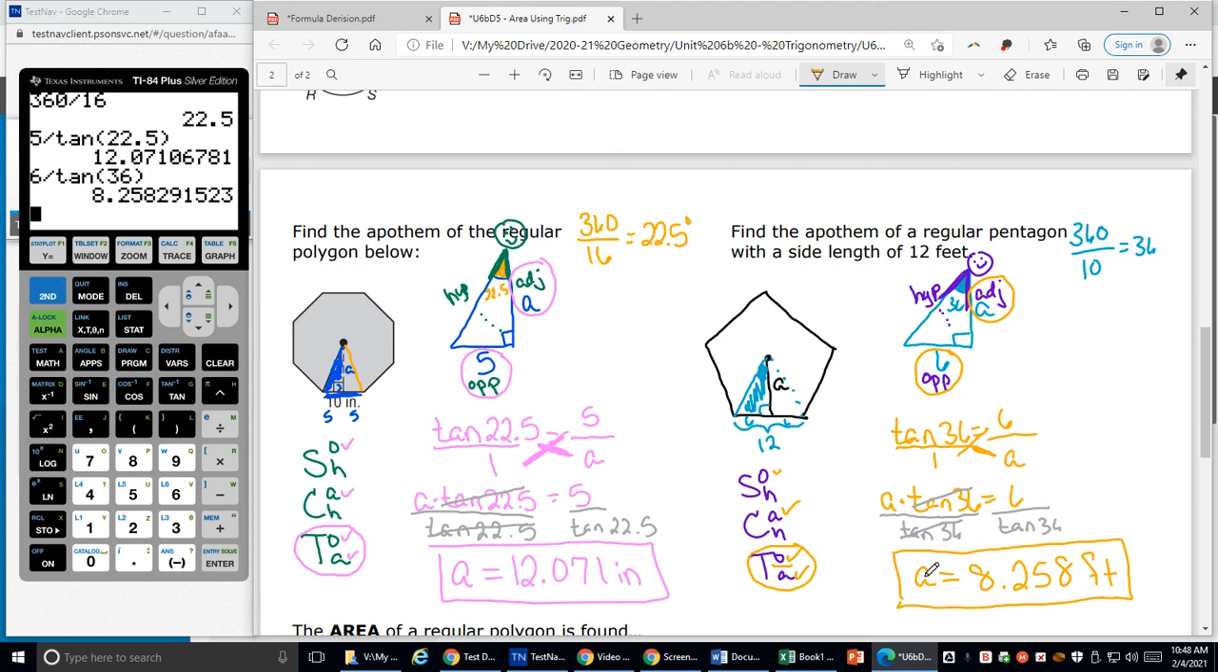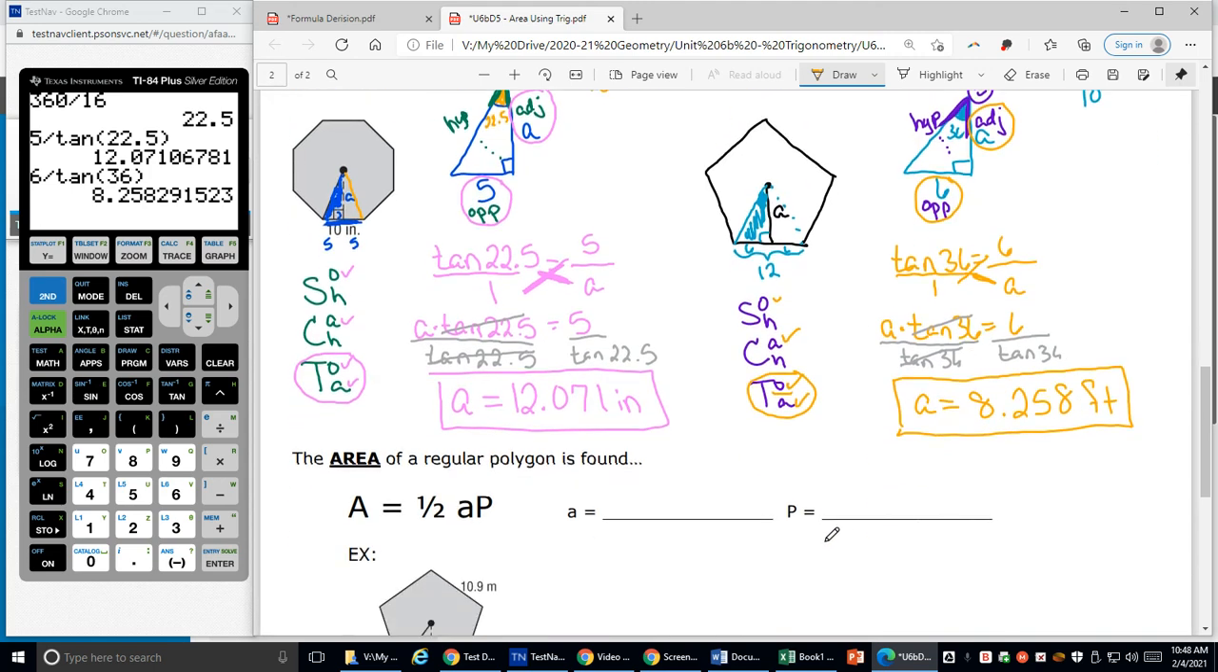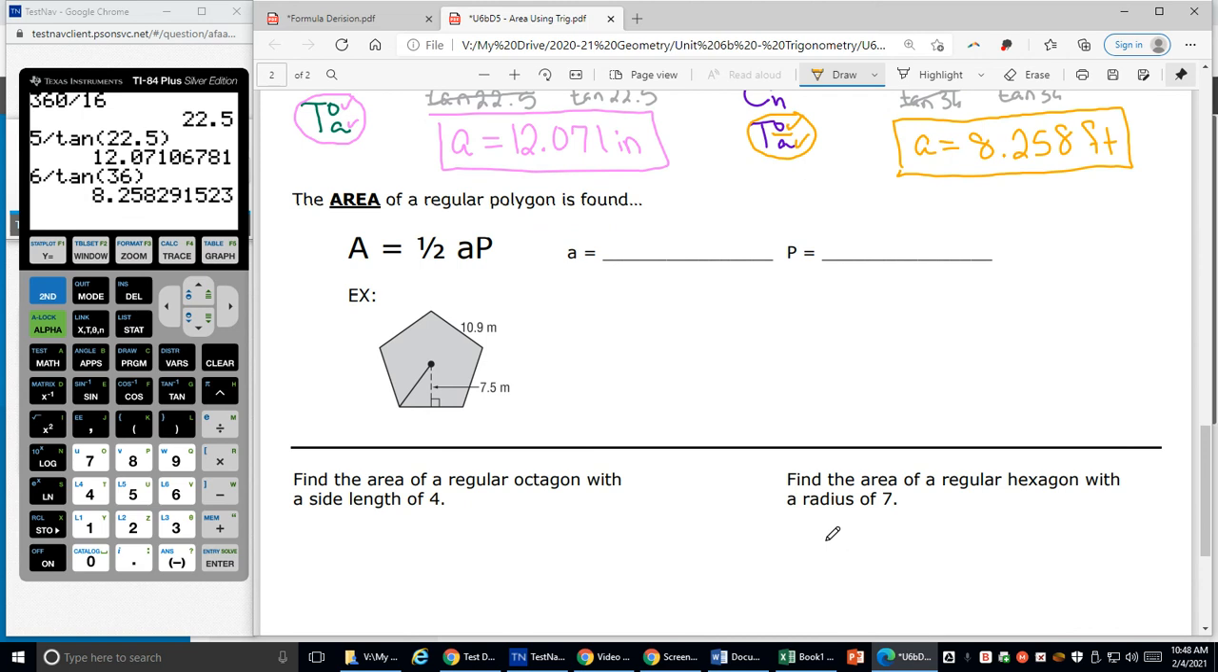All right. In the next video, we're going to take a look at finding the area of regular polygons. So make sure you come on back so that you can find the area using this new formula that we'll talk about in the next video.